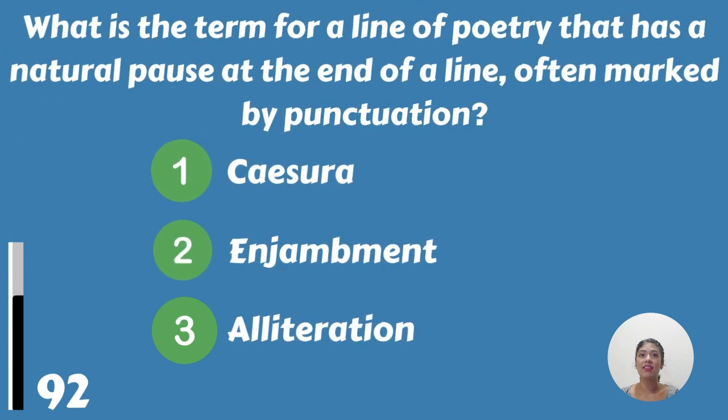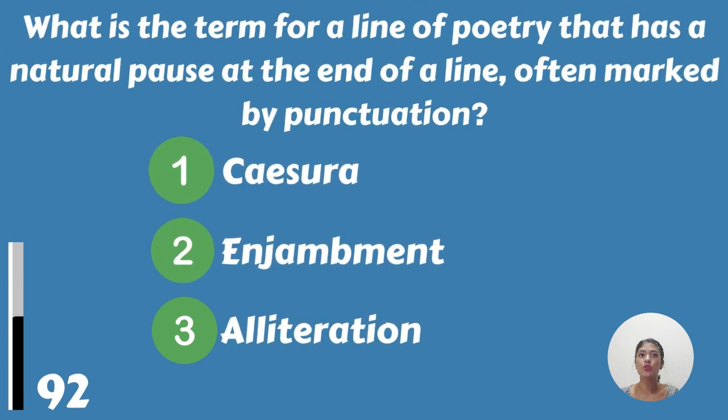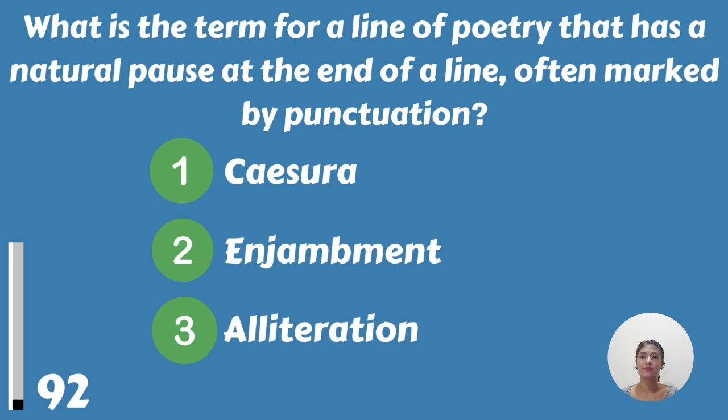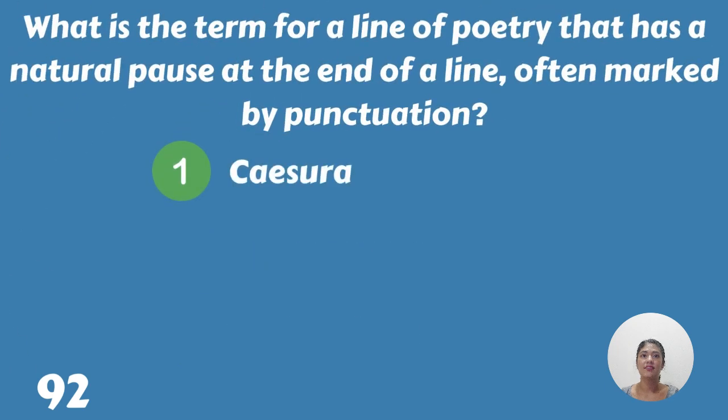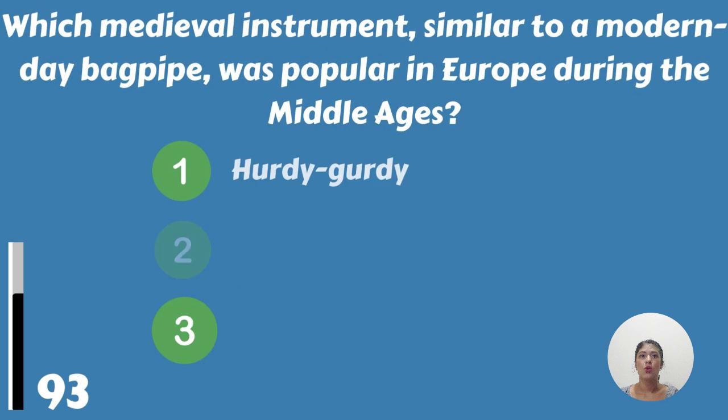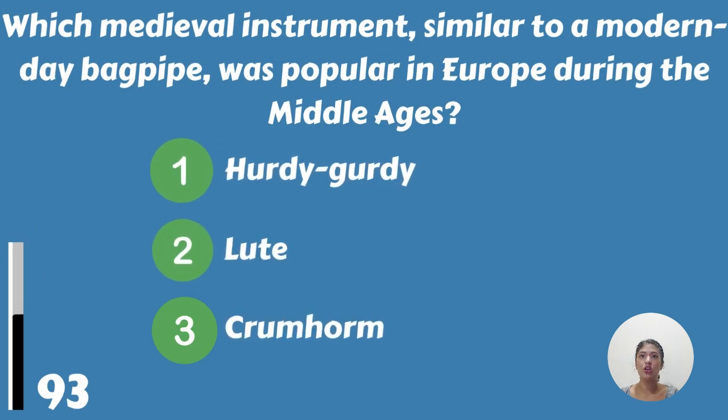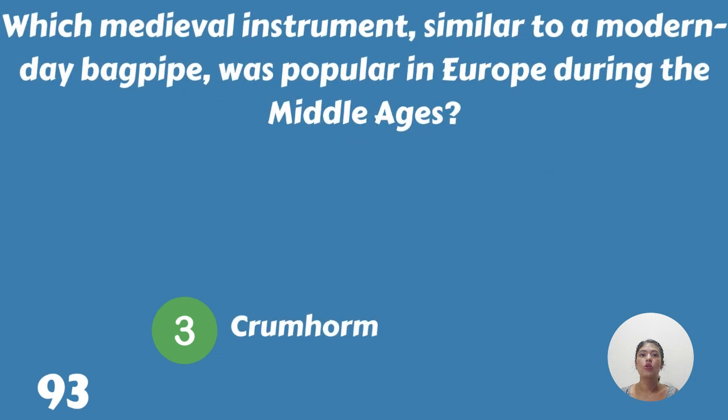What is the term for a line of poetry that has a natural pause at the end of a line, often marked by punctuation? Caesura, enjambment, alliteration. Caesura. Which medieval instrument, similar to a modern-day bagpipe, was popular in Europe during the Middle Ages? Hurdy-gurdy, lute, crumhorn. Crumhorn.